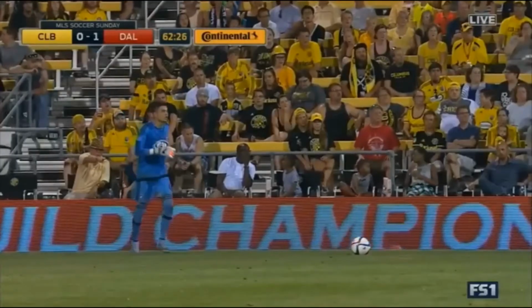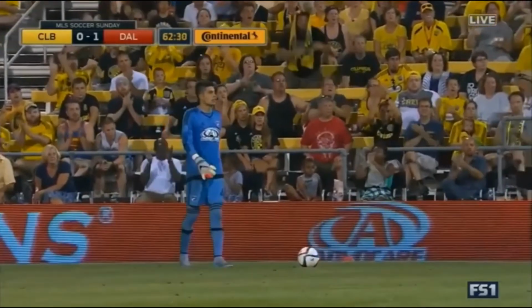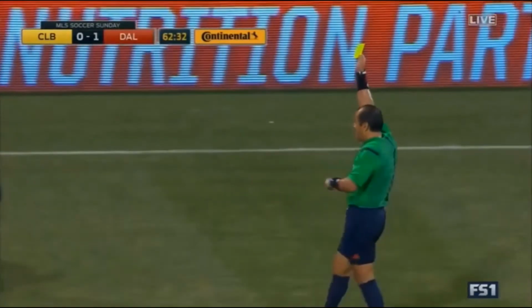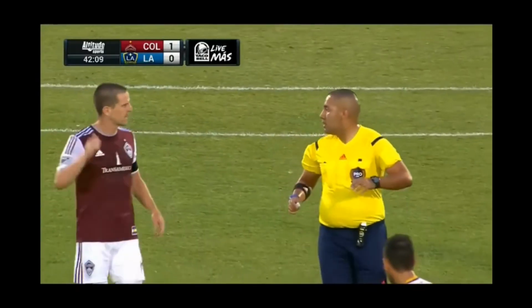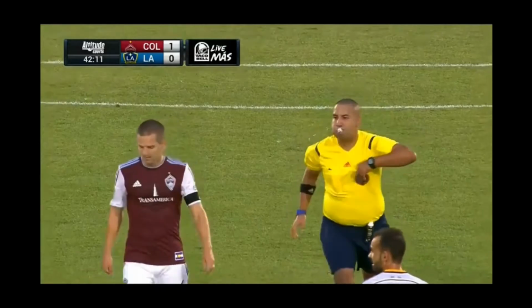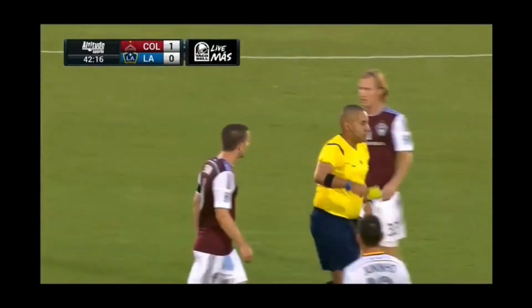Third, delaying the restart of play. This can be when a player intentionally kicks the ball away after a call, or they delay the taking of a restart. Fourth, dissent by word or action. This can include any gesture, such as a sarcastic clap towards the referee crew, or it can be verbal, such as a comment or a series of comments.